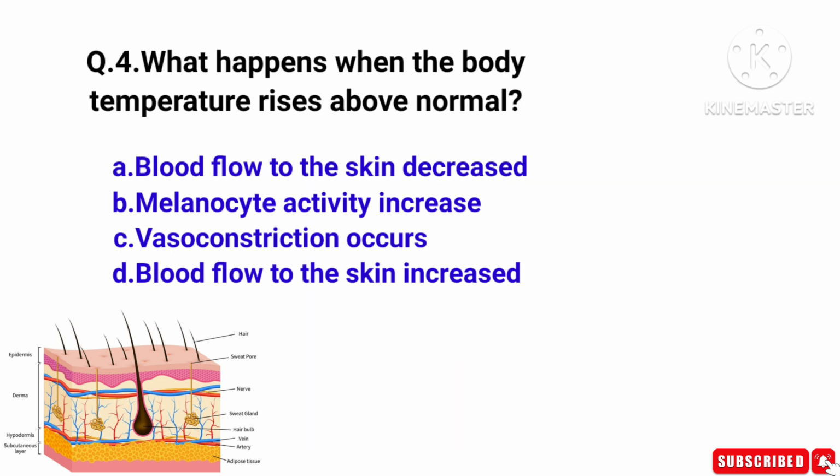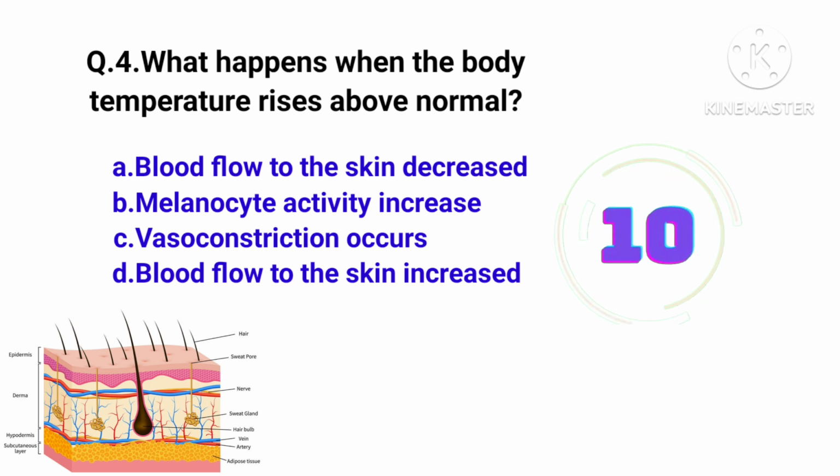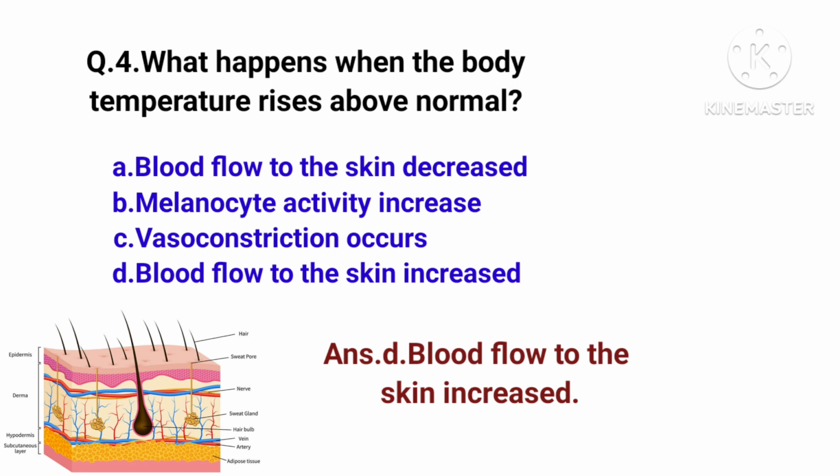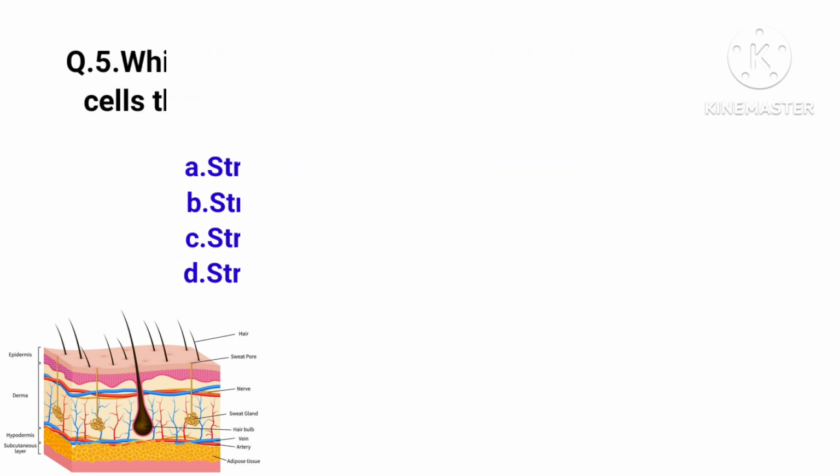What happens when the body temperature rises above normal? Blood flow to the skin decreased, melanocyte activity increase, vasoconstriction occurs, or blood flow to the skin increased. When the body temperature rises above normal, the blood flow to the skin increased.